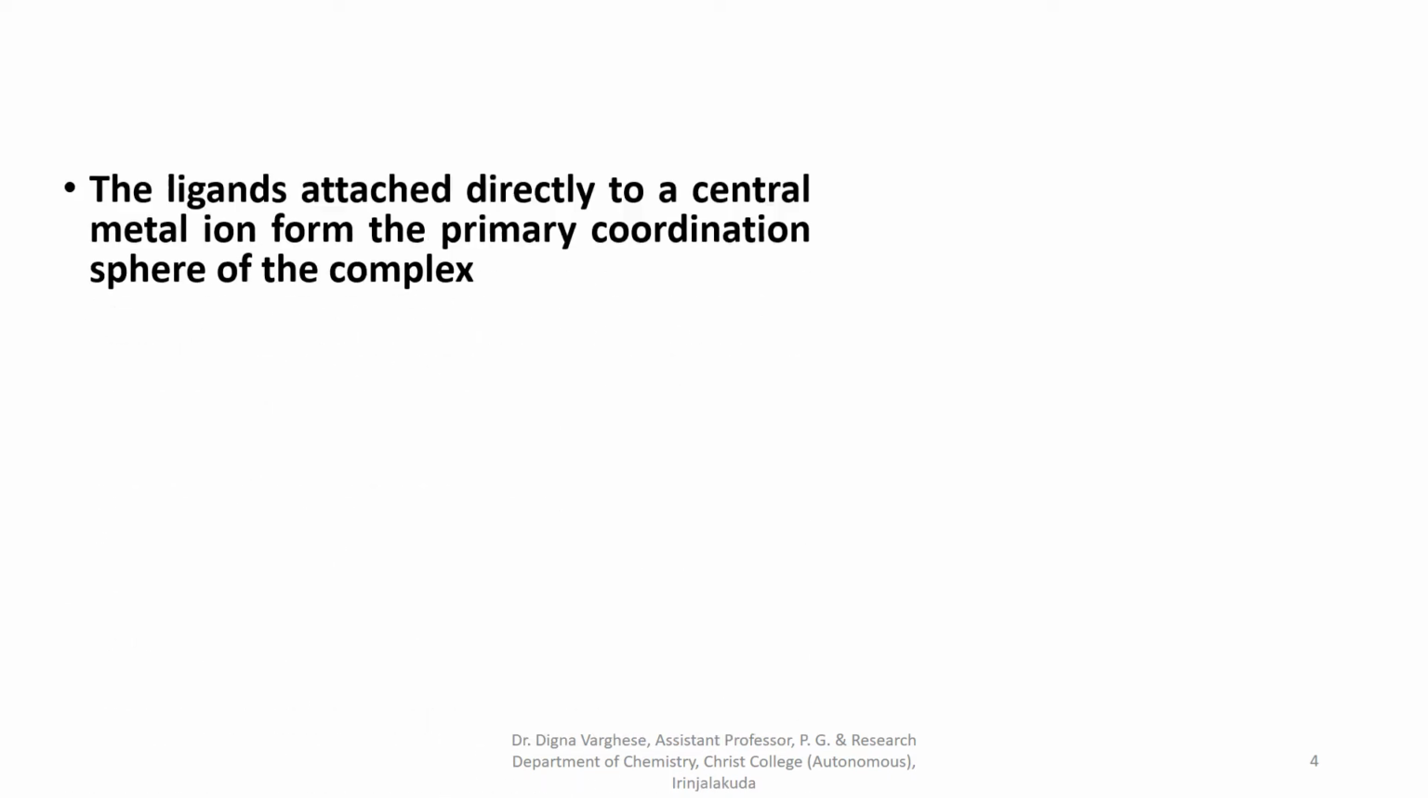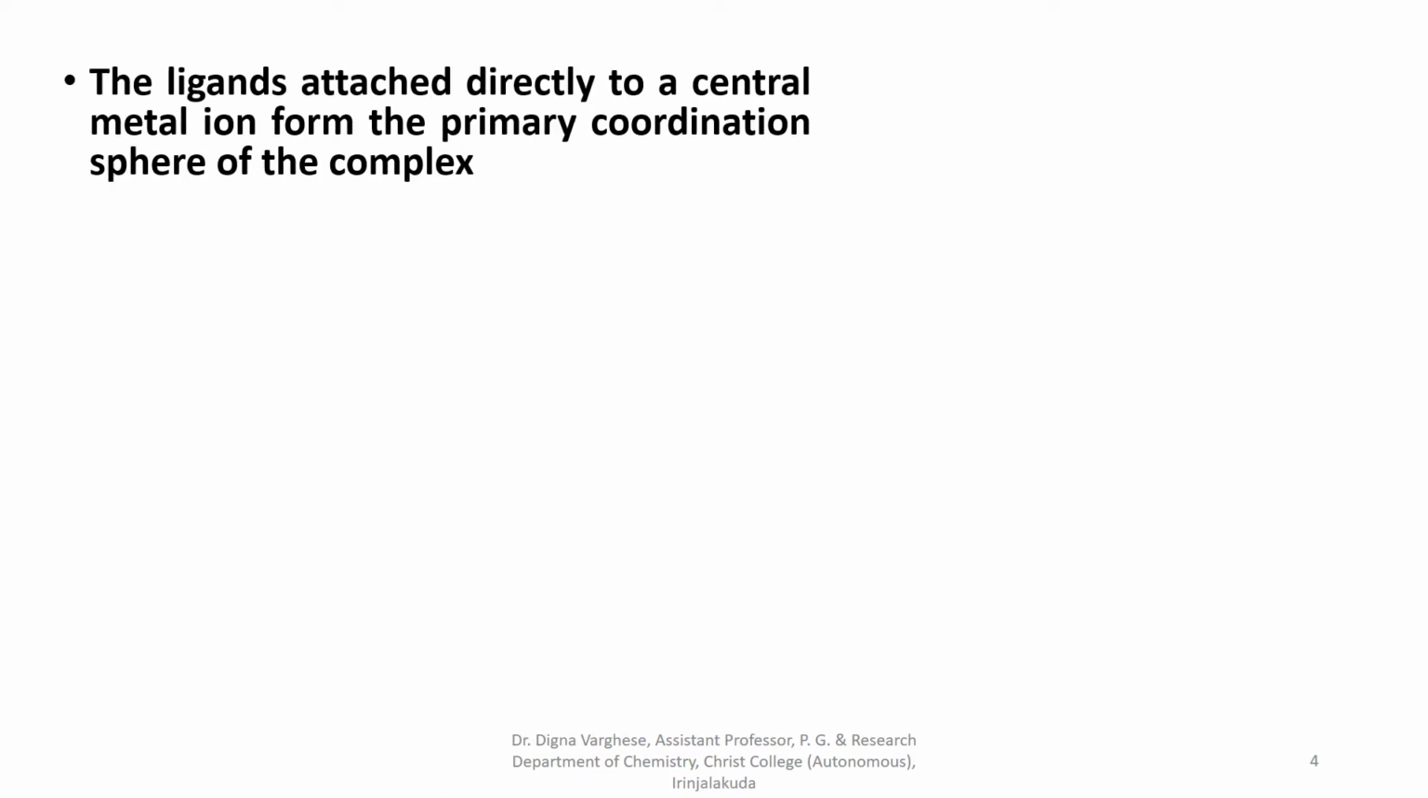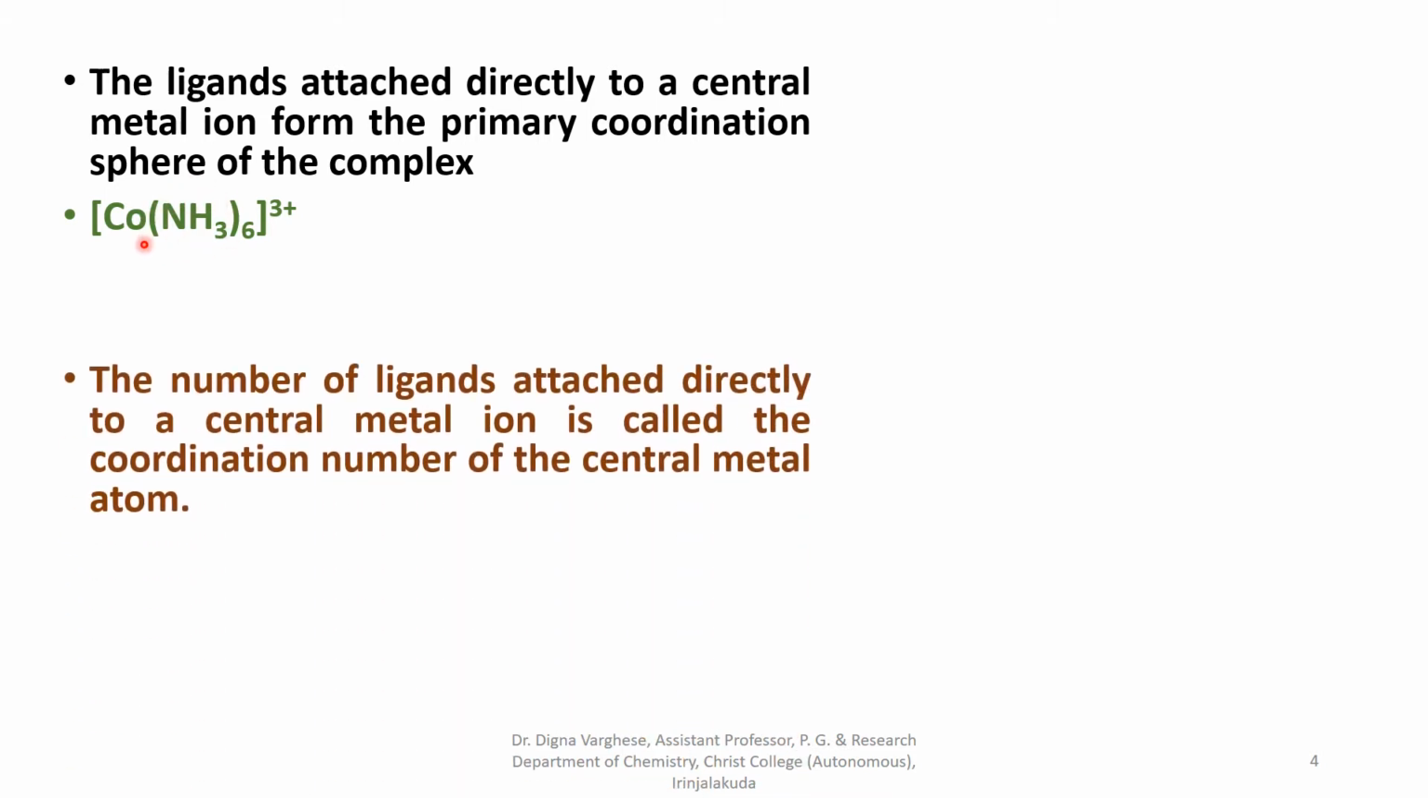The ligands directly attached to the central metal ion form the primary coordination sphere of the complex. For example, the hexamine cobalt 3 ion is the primary coordination sphere of the complex, in which the ligands are directly attached to the metal ion. The number of ligands attached directly to a central metal ion is called the coordination number of the central metal atom. The coordination number of the cobalt in this particular complex is 6.